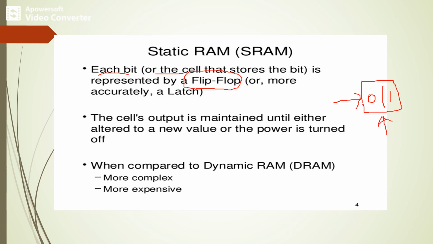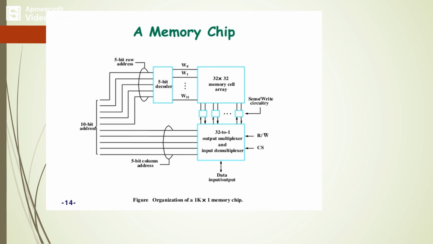When compared to dynamic RAM, that is DRAM, the SRAM cells are more complex as well as more expensive. The diagram shows the organization of a 1K into 1 memory chip. This is an alternative arrangement which can be used in order to reduce the pin count as well as increase the memory size.